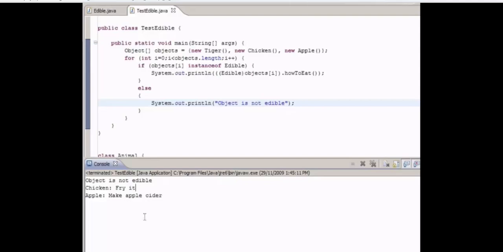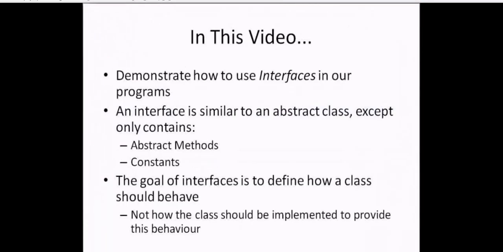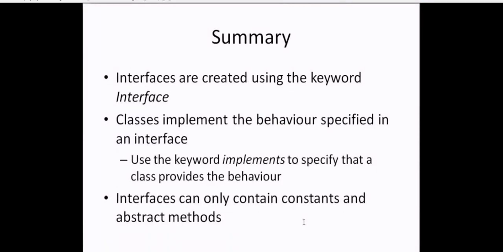So with that, that's really it for this video. So quickly to summarize, interfaces are created using the keyword interface in Java. Now, what an interface does is define the behavior that a class should implement if it wants to meet the interface. So classes implement the behavior specified in an interface, and we use the keyword implements to specify that a class provides this behavior. So remember, when we're writing our code, interfaces can only contain constants and abstract methods.